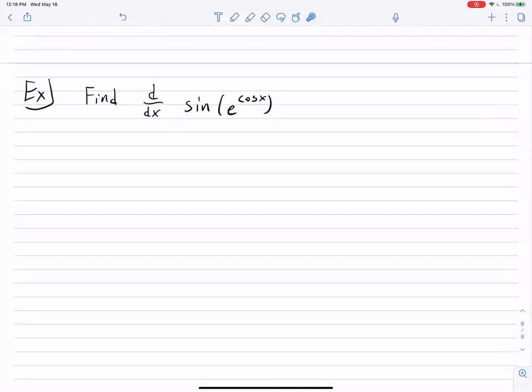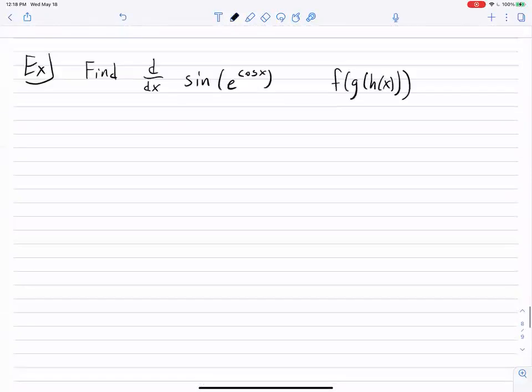This one is a function within a function within a function. This is like an f of g of h of x, right? It's like a double chain rule. And so to take a derivative of something like this, we'll first take the derivative of that guy. Let's first consider the derivative of that guy, and then we'll plug it in. So h of x, the inner function, is cosine of x.